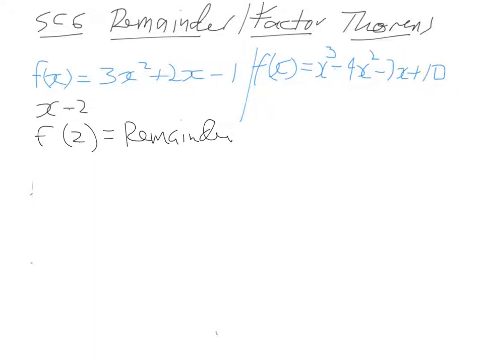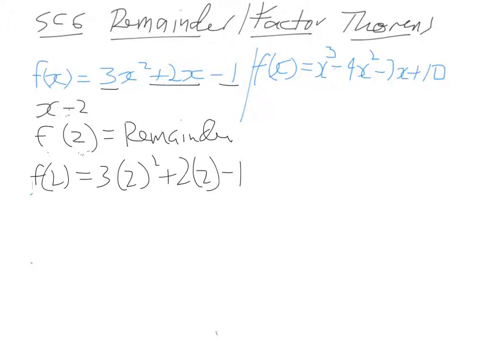So if we were to take this 3x squared plus 2x minus 1 and divide it by x minus 2, f of 2, because it's a minus, f of 2 will be the remainder. So what we do to find out what the remainder is, we'll say f of 2 equals 3 times 2 squared plus 2 minus 1. So here we have 3 times 4 to give us 12 plus 4 minus 1, and we end up with 15. So if we divide this by this, our remainder is 15.